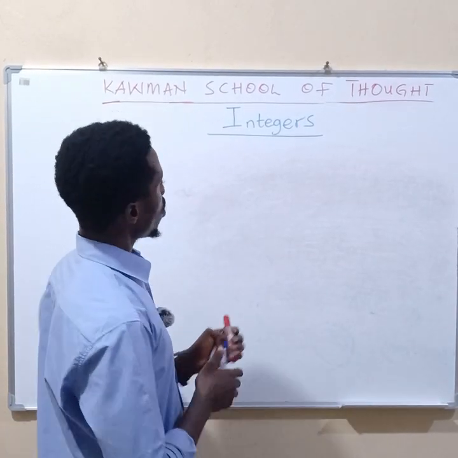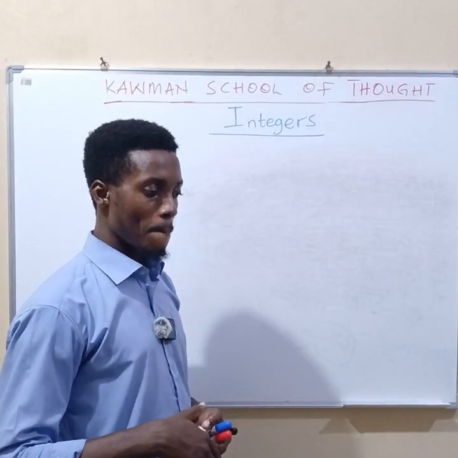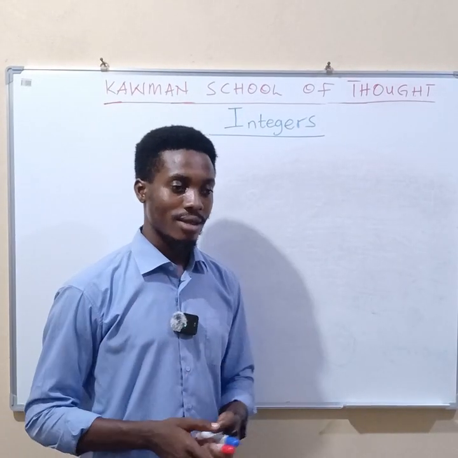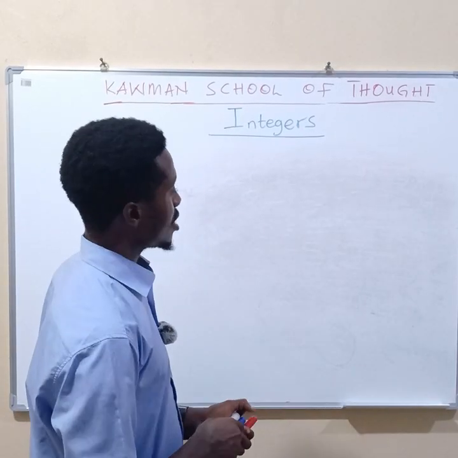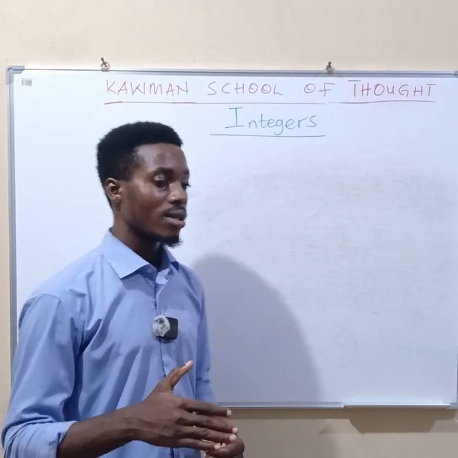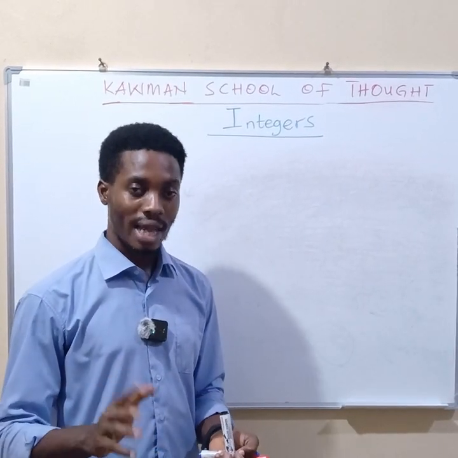Thank you. So we are now going to learn how to multiply integers, and multiplying integers is very interesting. Why is it interesting? Because it follows a rule about the signs.